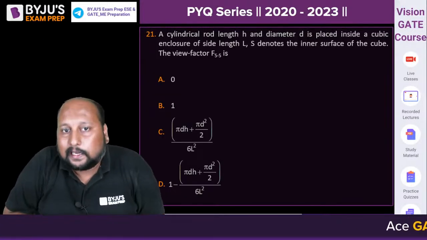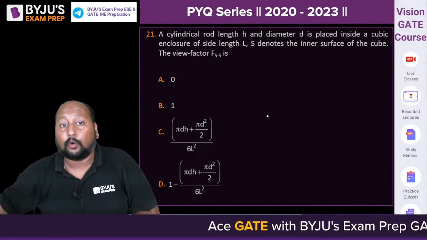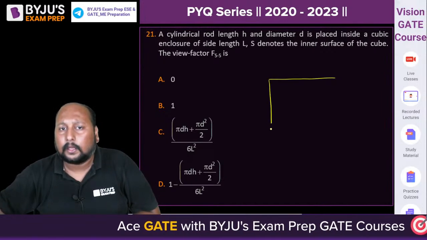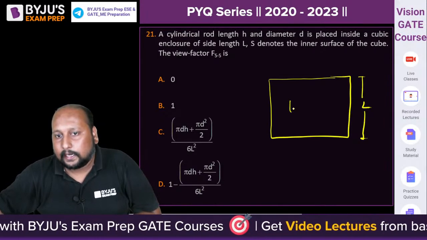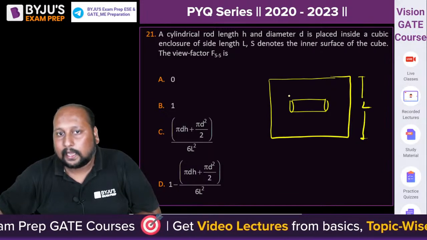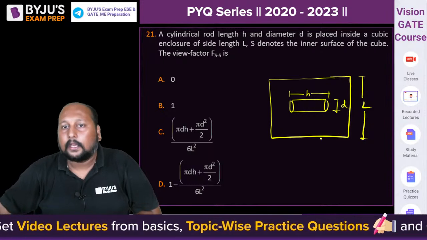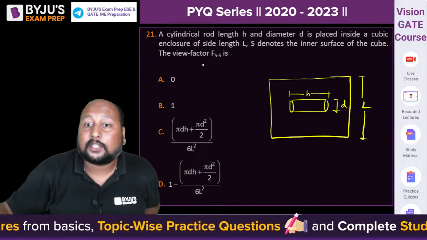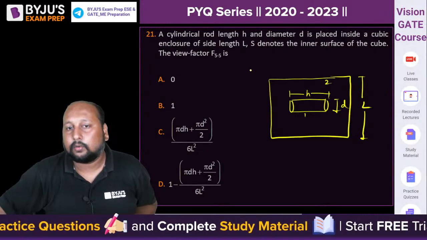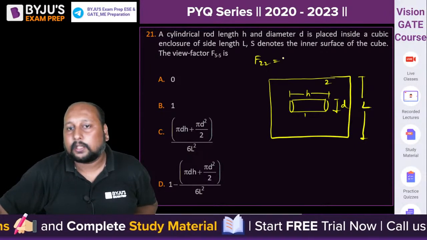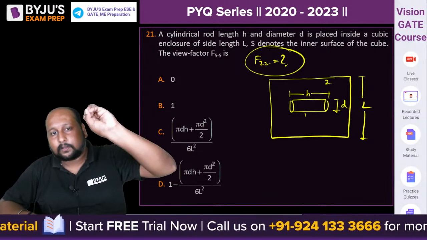21st question. A cylindrical rod of length h and diameter d is placed inside a cubic enclosure. So we are having a cube having a side of L, right? Inside this we are having a cylinder having a length of h and a diameter of d. You have to tell me what is the shape factor, S denotes the inner surface. That means let's say this is surface 1, this is surface number 2. What is F22? Very easy. Looking at the question you can tell the answer. Without even solving also you can get the answer.